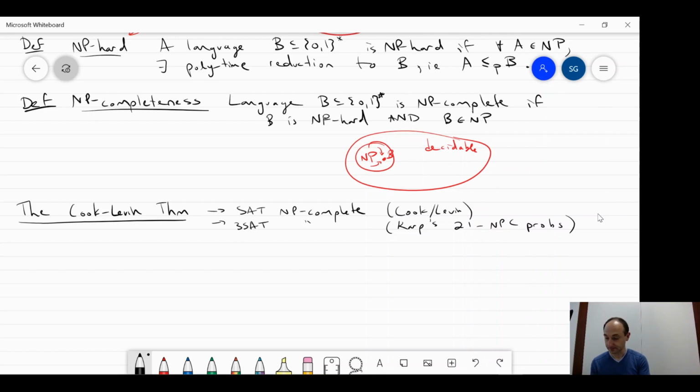And Karp shows that not just SAT, but 3SAT is NP complete. Formally, I'm going to write: Theorem, Cook-Levin, in the original version is just that SAT is NP complete. Okay. Good. So I'm just going to assume that in this lecture; we'll talk about the proof later when we generalize it to a quantum setting.